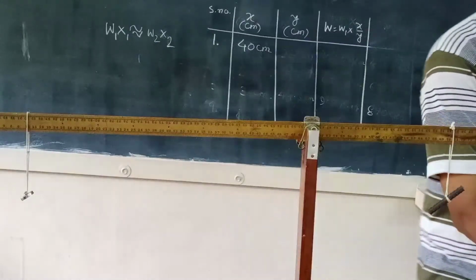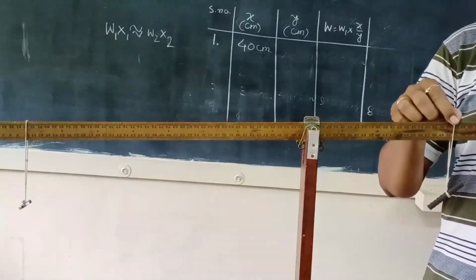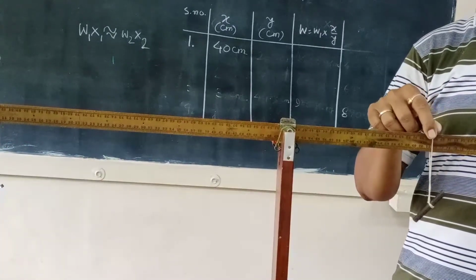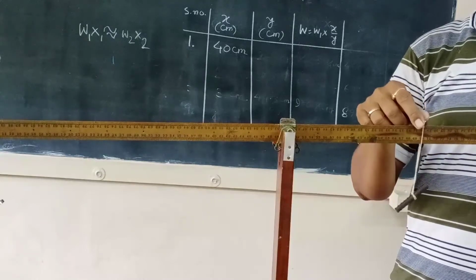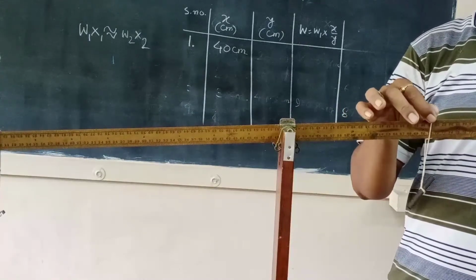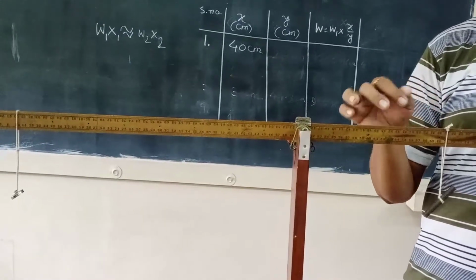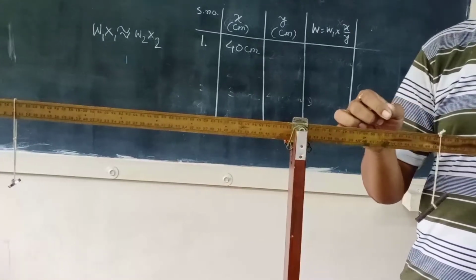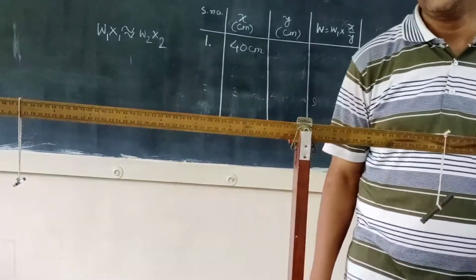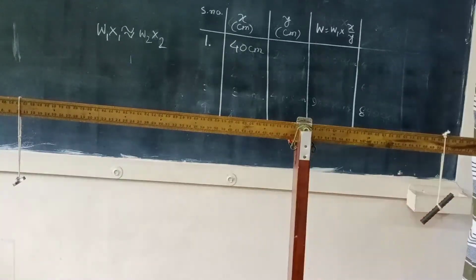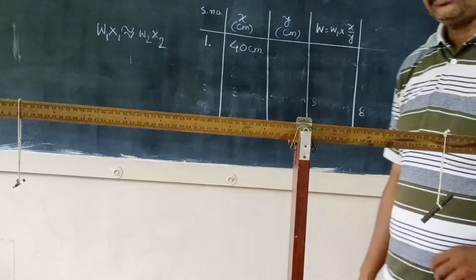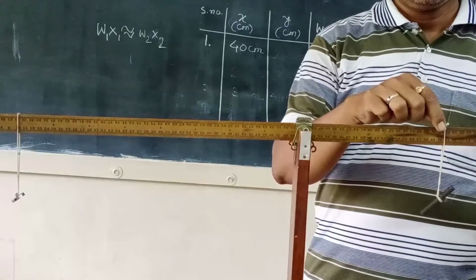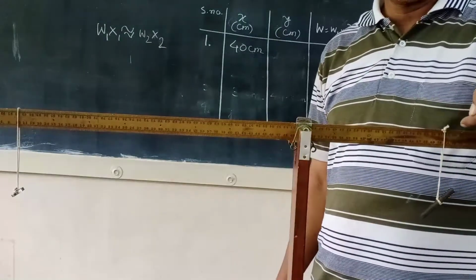Now we will adjust this unknown weight to make the scale horizontal. I am trying to adjust it to make the scale horizontal. You have to adjust it in such a way that the scale is almost horizontal. So it is almost horizontal, I guess. A little more adjustment is needed. Now what is the reading here?